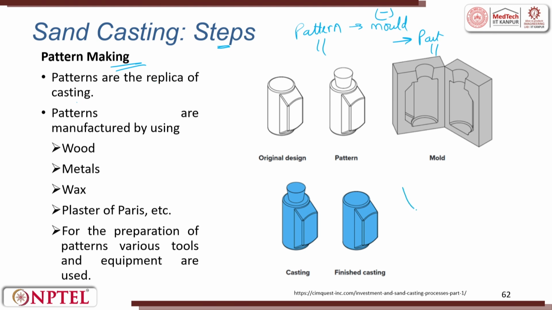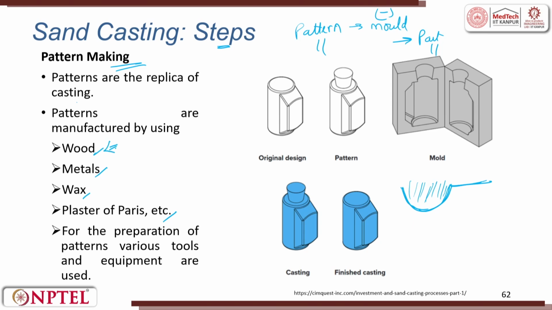Take an example, I have a vessel like this, right. This is how the pattern is. Now, in this pattern, what I do is I fill up liquid metal as a mold, right, and then when I take it out, I get the final part whatever I want. Patterns can be manufactured from wood, metal, wax, plaster of Paris. Wood and metal are generally preferred.